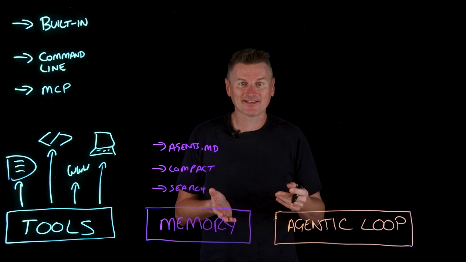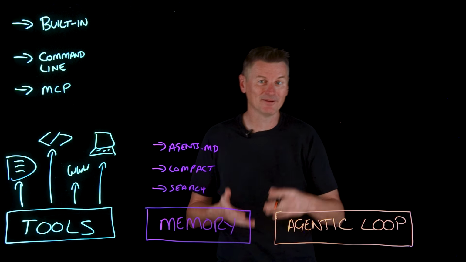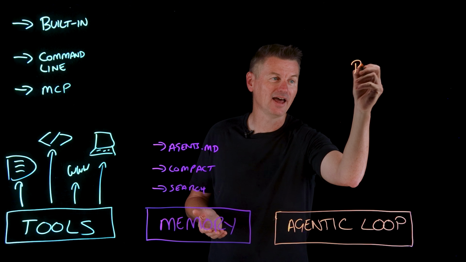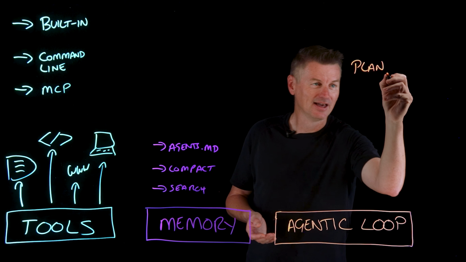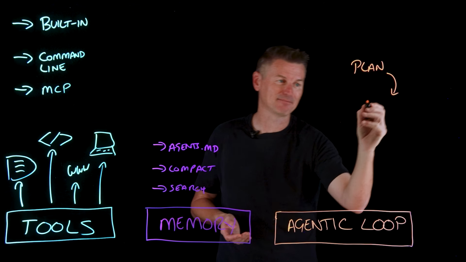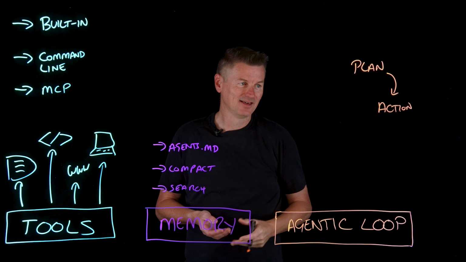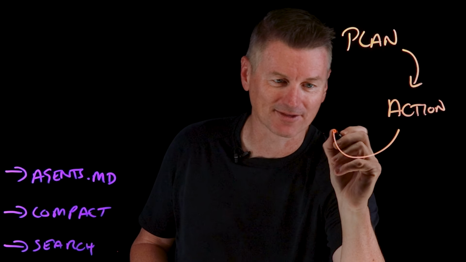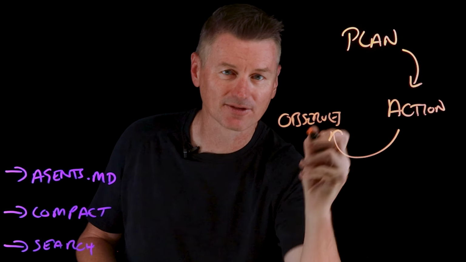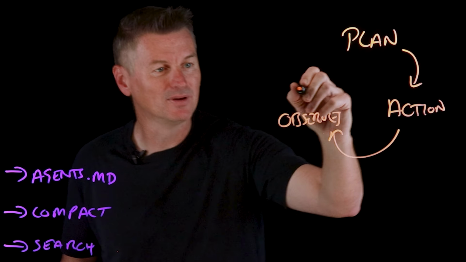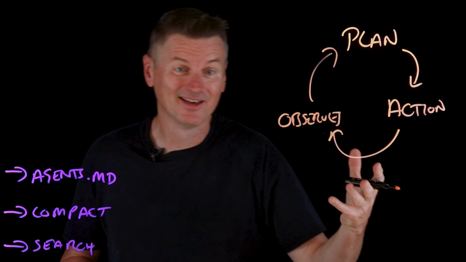Now, this is where the harness and the model work together to achieve a goal. So the model decides on a next step to achieve that goal. That's the plan stage. And then the harness takes that plan and actually performs an action on it. When that action is performed, we get some results. The model observes those results, and then the loop repeats around and around, sometimes just for a few seconds, sometimes for hours.